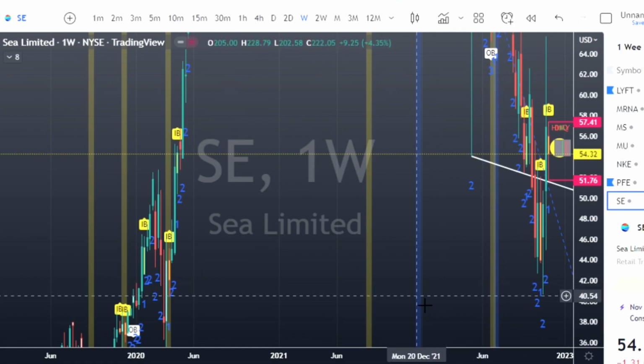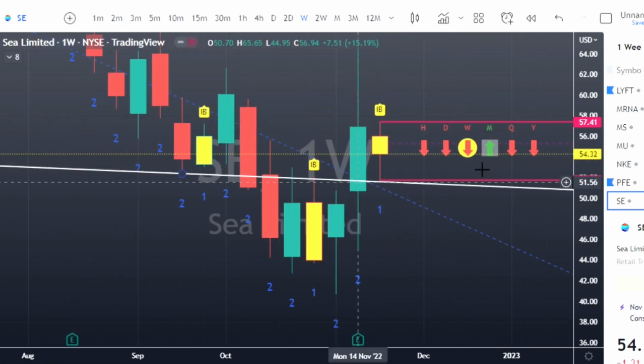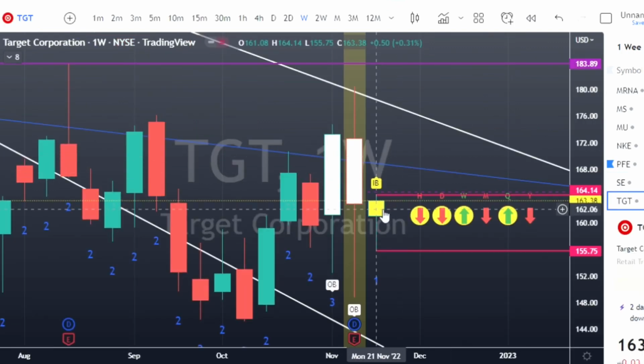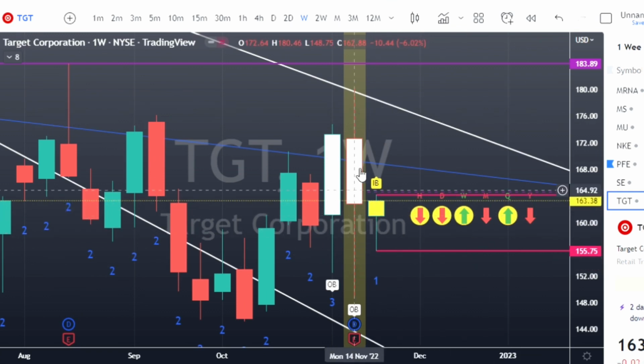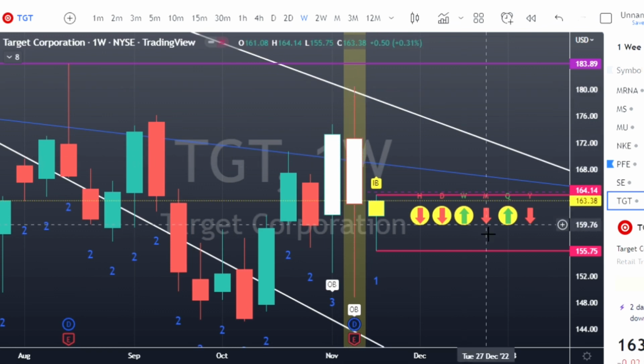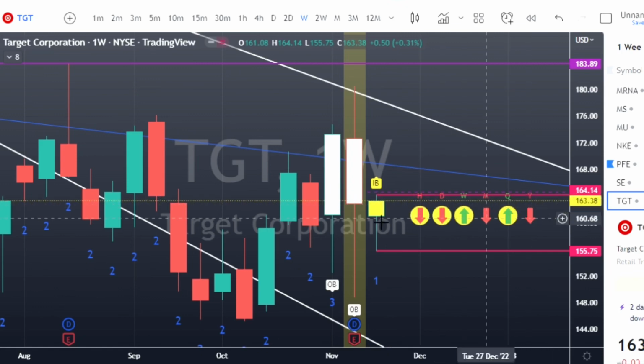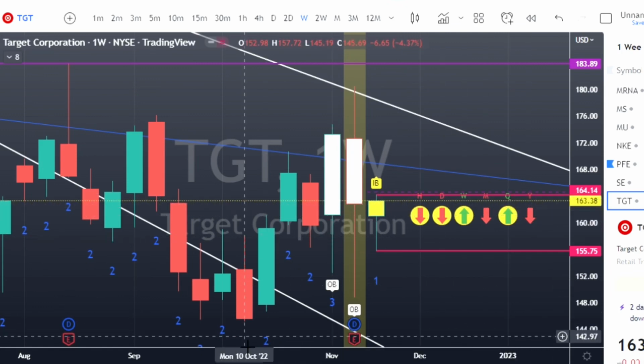Hit second targets. Okay, so we hit 2 targets on that last inside bar on SE. On the weekly target, this is a super tight inside bar, a 3-1 setup, hammer candle. I'm hoping for calls on this thing. Either way, it's fine. We've got great magnitude on either end, but we've got a hammer candle, we've got an inside bar. So 2 actionable signals. We can look for calls at 164.14, puts at 155.75.